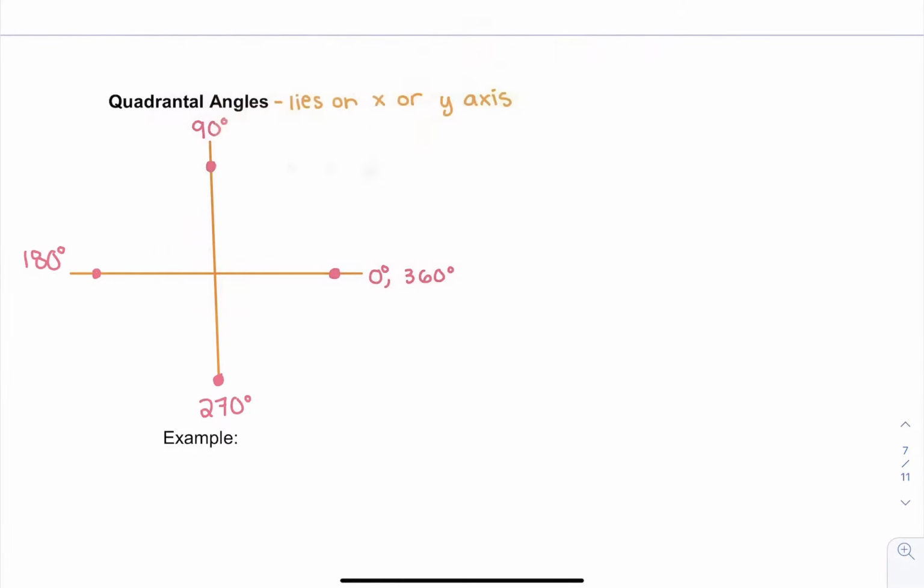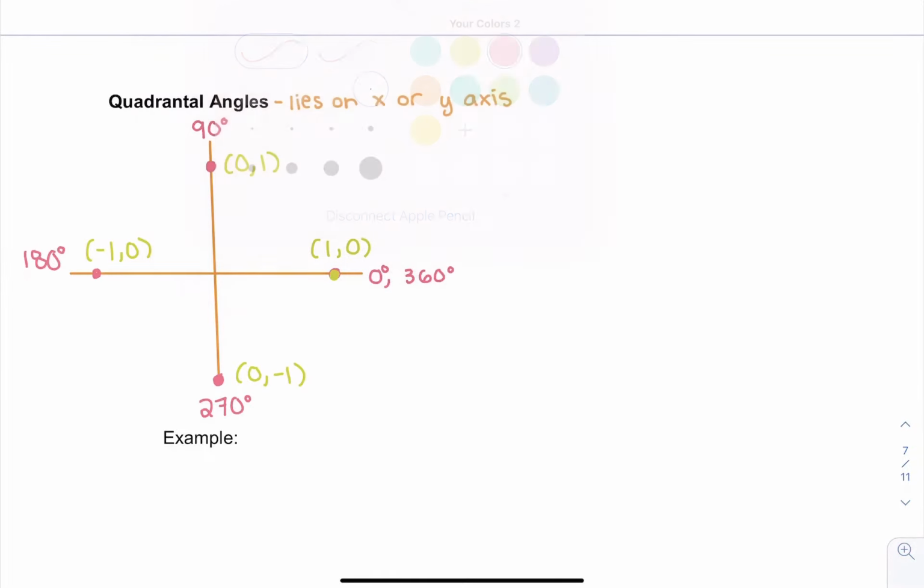So what we can do is think about what is the coordinate of this point. So for 0 degrees or 360 degrees, this point right here is the point 1, 0. 90 degrees, this is the point 0, 1. We just think what's the x and what's the y. 180 degrees is negative 1, 0. And lastly, 270 degrees is 0, negative 1.